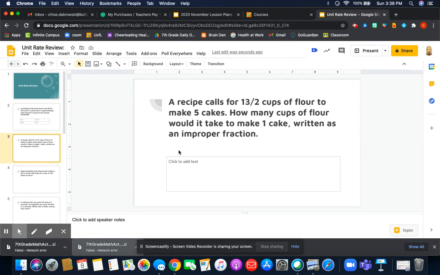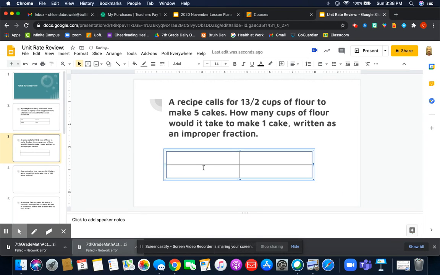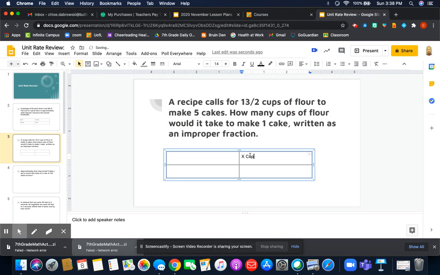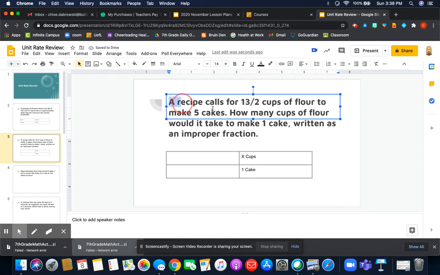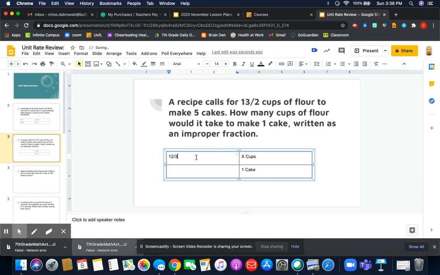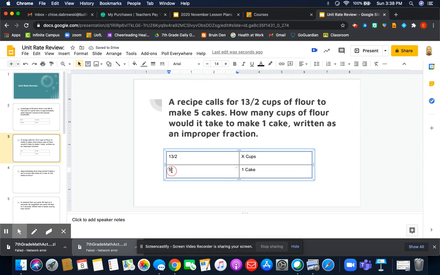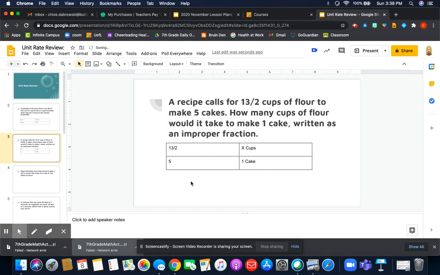All right, question 2. Same thing, I'm just going to go ahead and start with the table. Looking at this question, how many cups of flour? So I want to know my cups of flour, and I'm going to make 1 cake. So I'm going to go back to that first sentence and read my rate. I started with 13 over 2 cups, and I made 5 cakes. To go from this 5 down to 1, I know I divided that by 5. Anything divided by itself gives me 1. So I need to take 13 over 2 and divide that by 5.